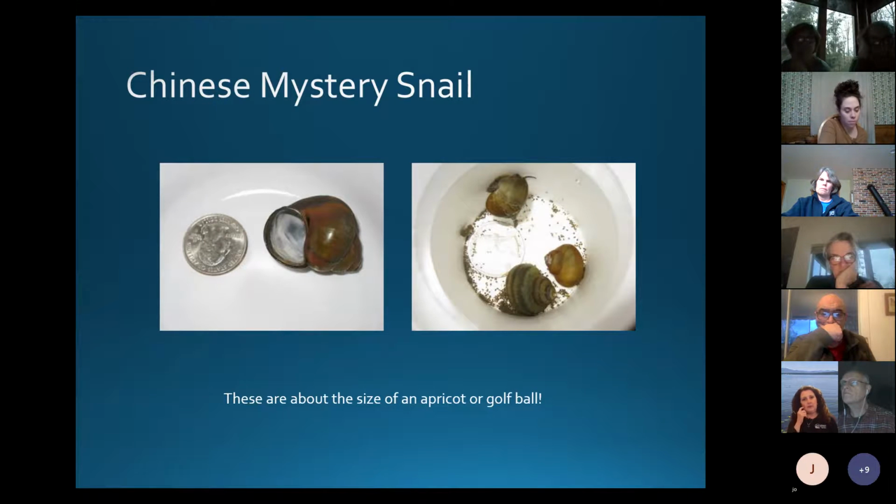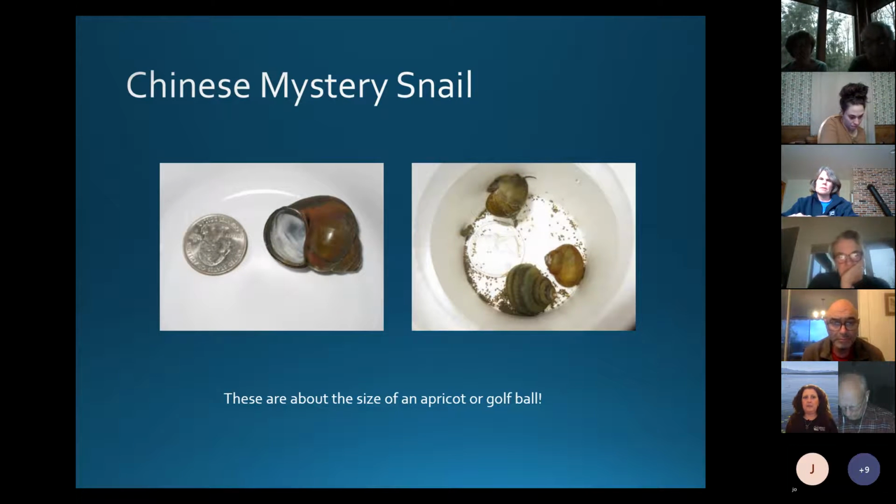The Chinese mystery snail is around. We've had this one in New Hampshire since the 80s. This is a really big shell. It's about the size of a golf ball, and they are common in a lot of lakes in New Hampshire. We've not found that they're a negative impact yet at this point, or that they're dangerous, but they are undesirable because when you step on them, you know it. They're big and you feel it if you step on them, especially if they get really thick.